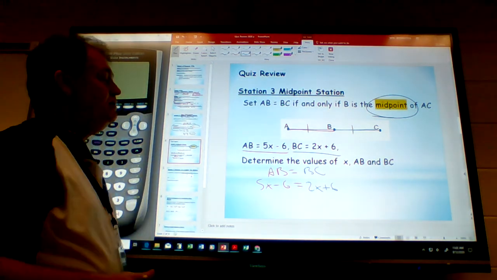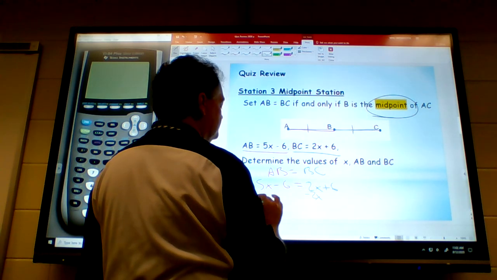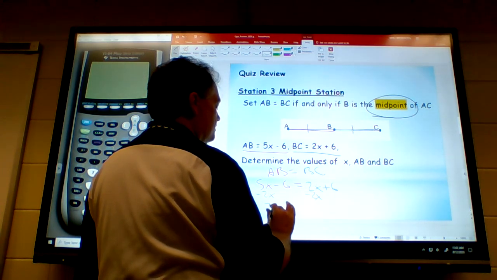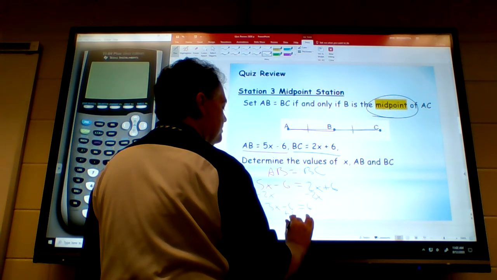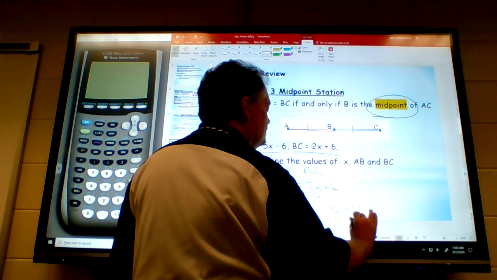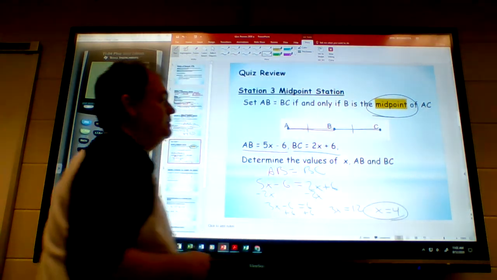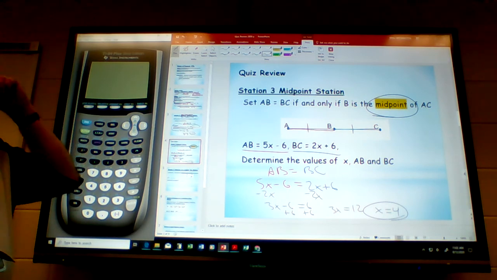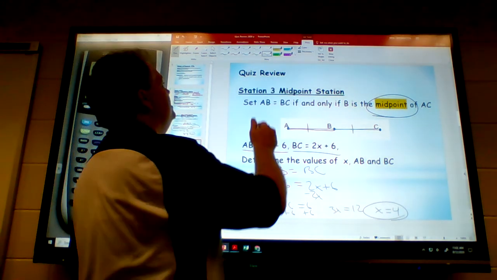So from here, we just do the algebra. I subtract the smallest variable. 3x minus 6 equals 6, plus 6, plus 6, so 3x equals 12, which means that x equals 4. So I have my x value is 4. And then, if I want to determine my values of AB and BC, I just plug it in.